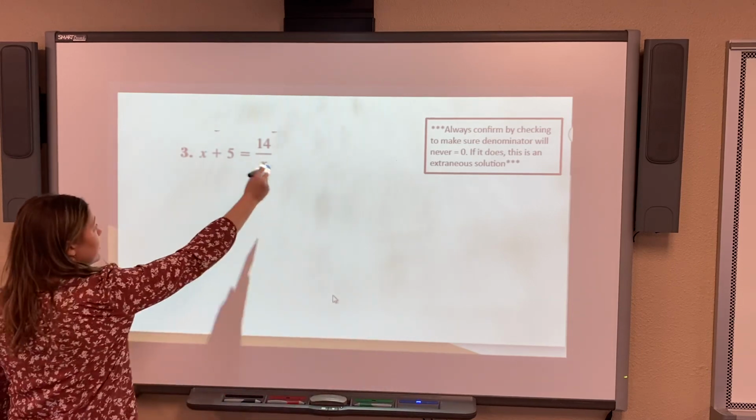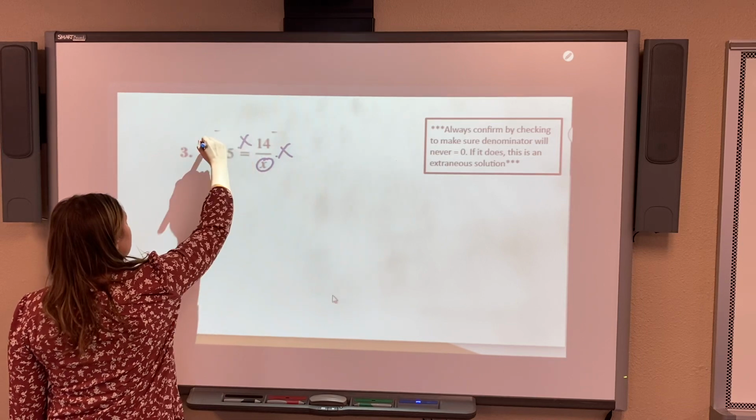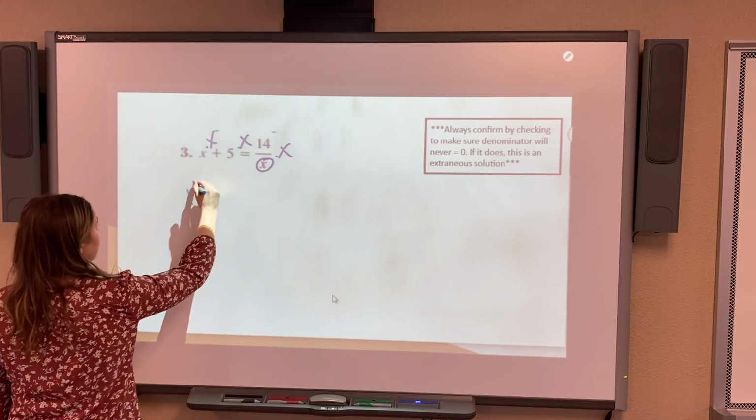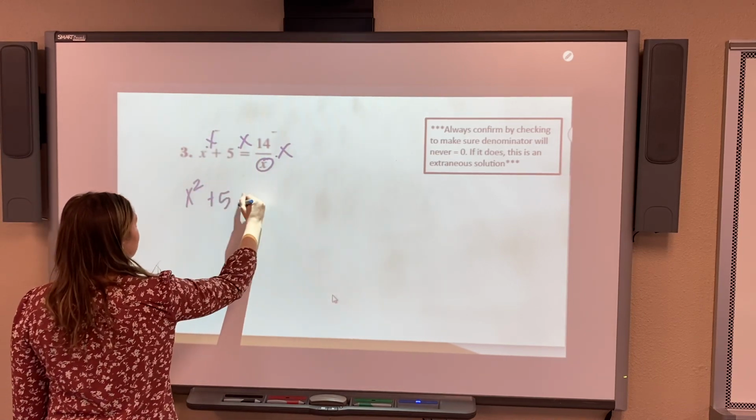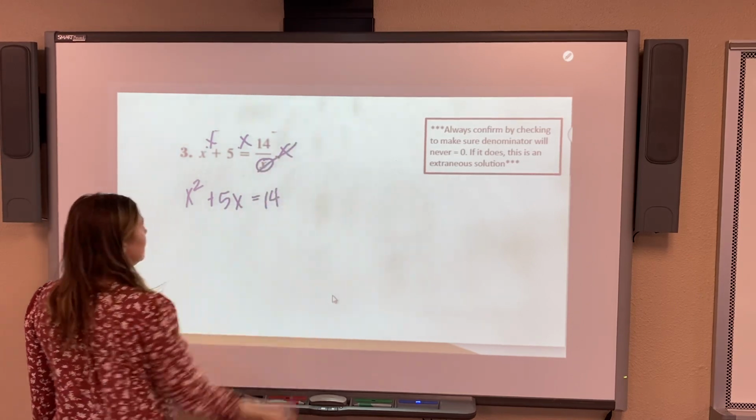Our only denominator we have is this x. So we're going to multiply this by x, and this by x. x times x gives x squared. 5 times x gives 5x. And then 14 over x times x cancels to get just 14.